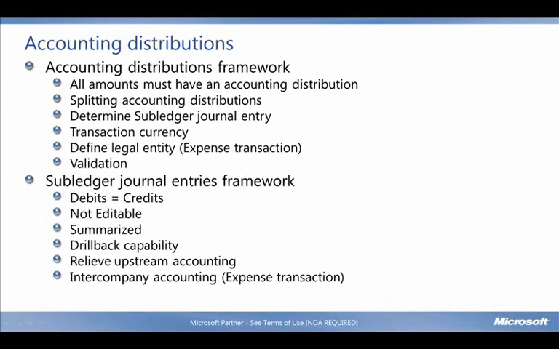Determine subledger journal entry. Accounting distributions serve as the gateway to the subledger journal entry. That is, when the actual accounting entry is created for the subledger journal, it is derived from the accounting distributions. Transaction currency. The amount on the accounting distributions is always displayed in the transaction currency. The accounting distribution form will not display accounting currency or reporting currency.